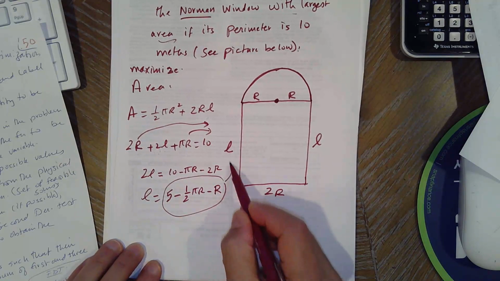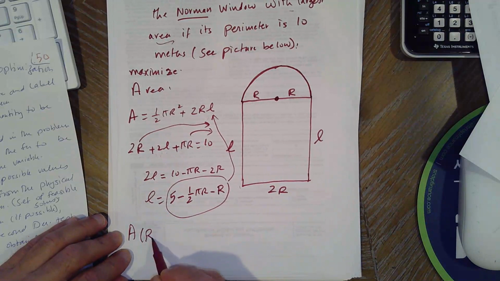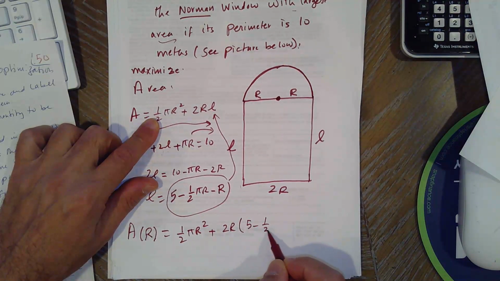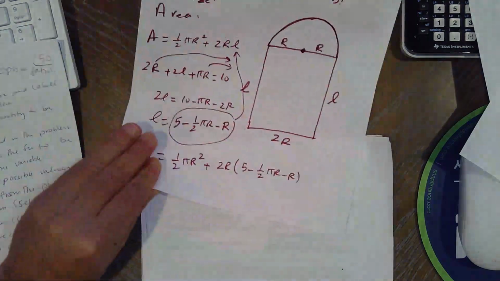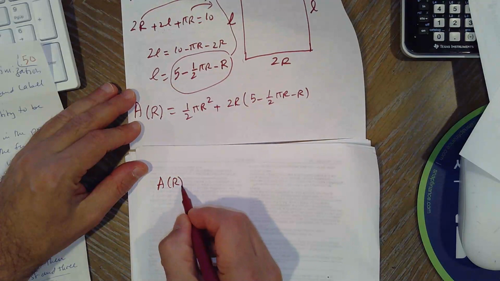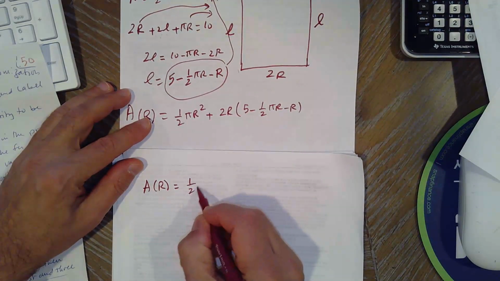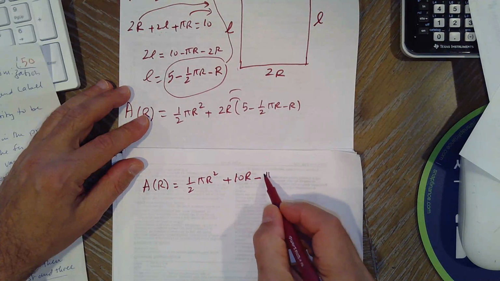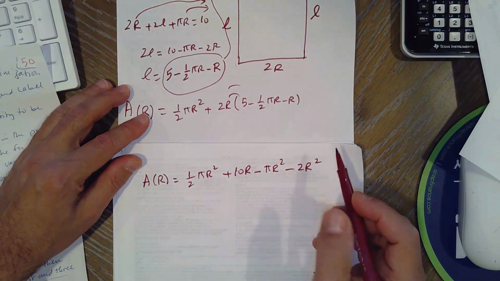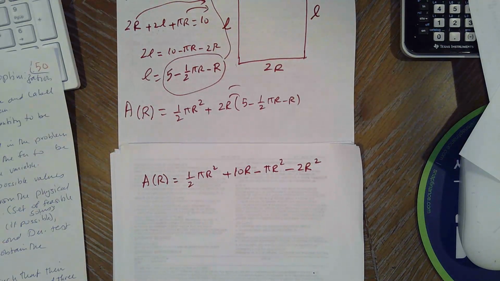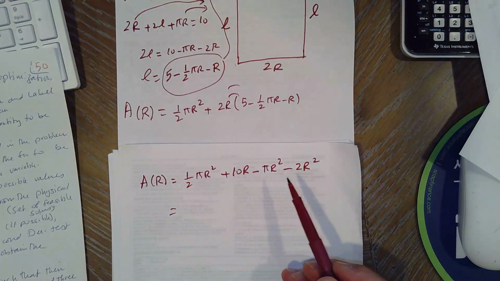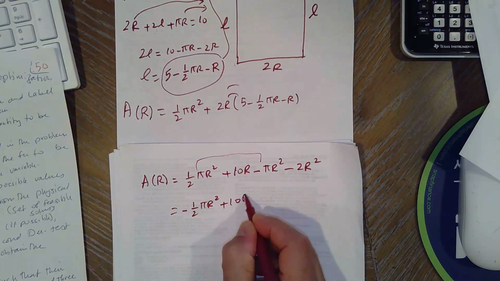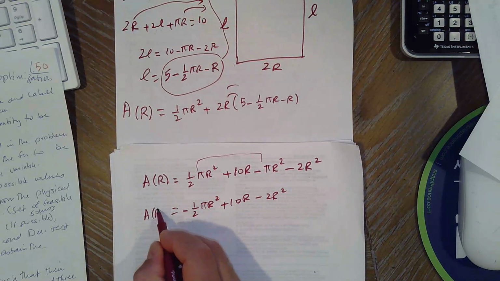We're going to take all this and put it in there to get A, but now A is going to be A of r. So it's half pi r squared plus 2r times 5 minus 1 half pi r minus r. So the area in terms of the radius of that window is half pi r squared, distribute, 10r minus 2 times a half is 1 pi r squared minus 2r squared. Combine like terms. So we have half pi r squared minus pi r squared is negative 1 half pi r squared plus 10r minus 2r squared. So we got A of r.